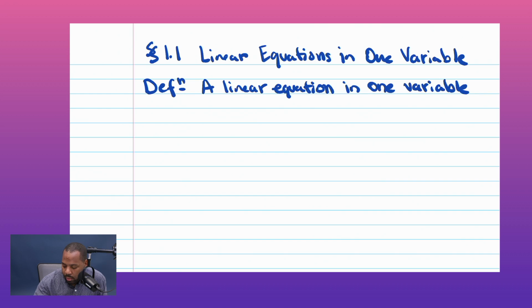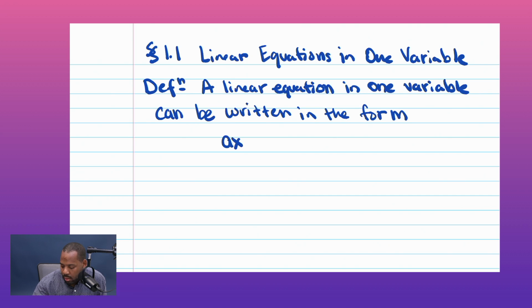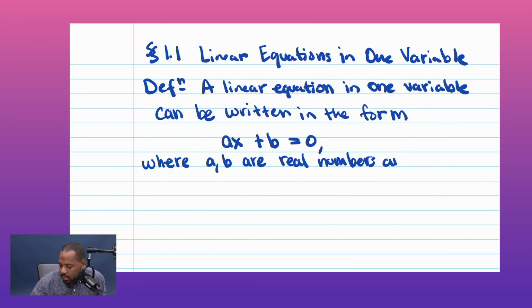is an equation that can be written in the form of ax plus b is equal to 0, where a and b are real numbers and a is not 0. So this is my definition. A linear equation in one variable is an equation that can be written in this form: ax plus b is equal to 0, where a and b are real numbers and a is not 0.